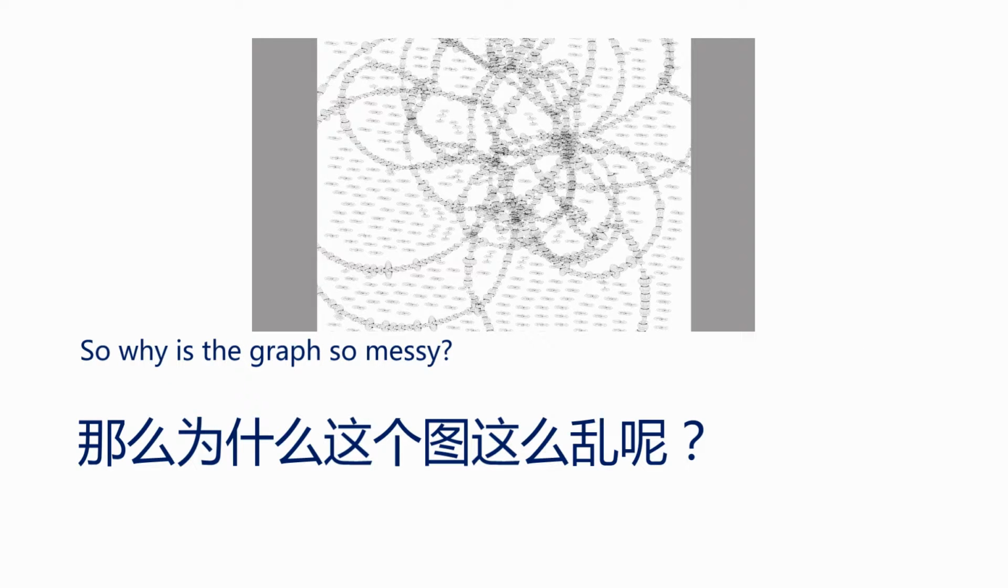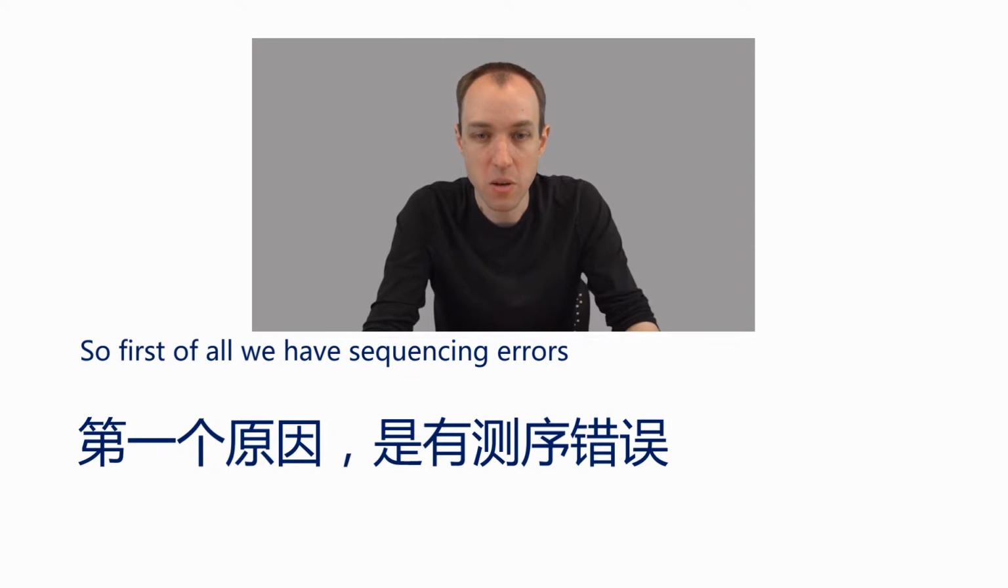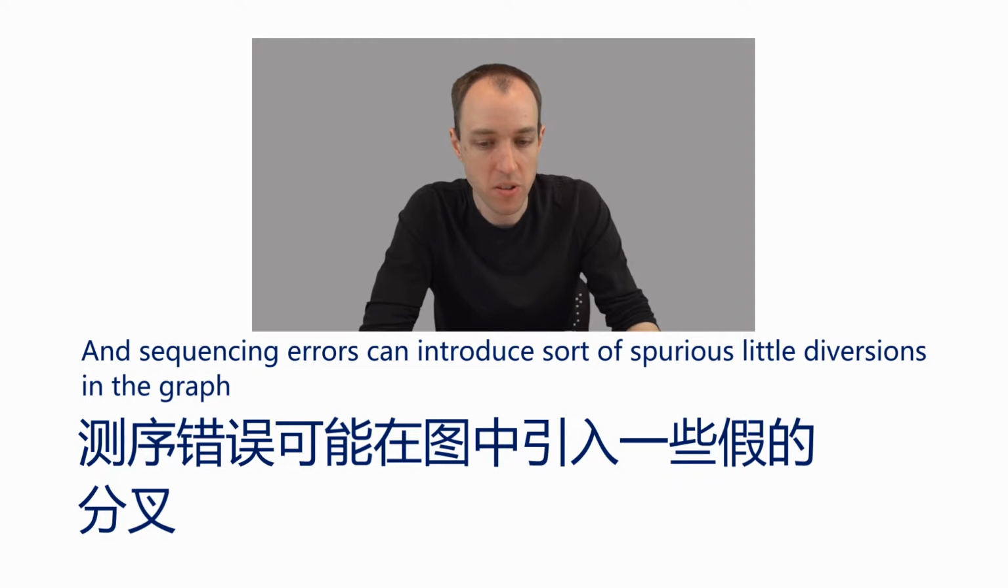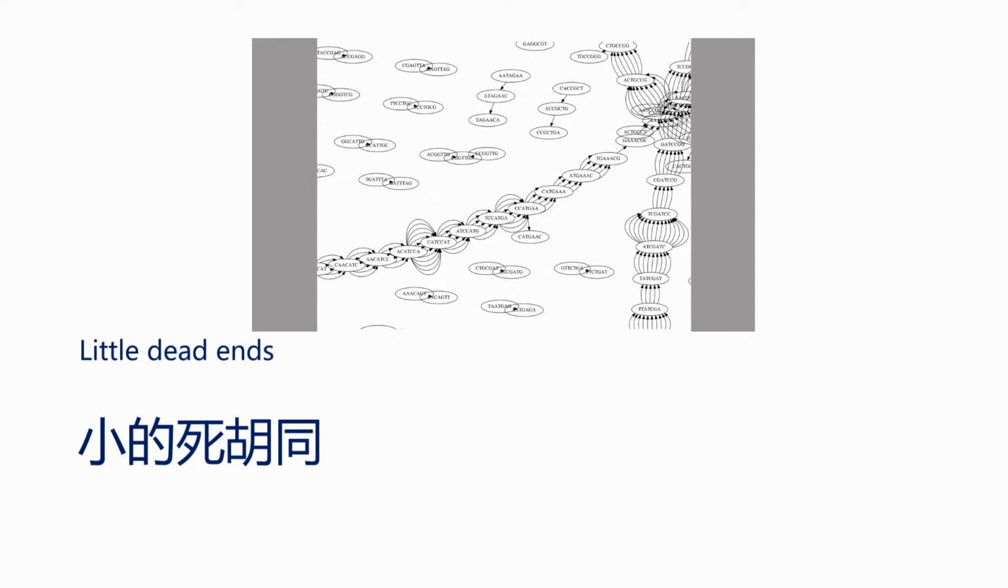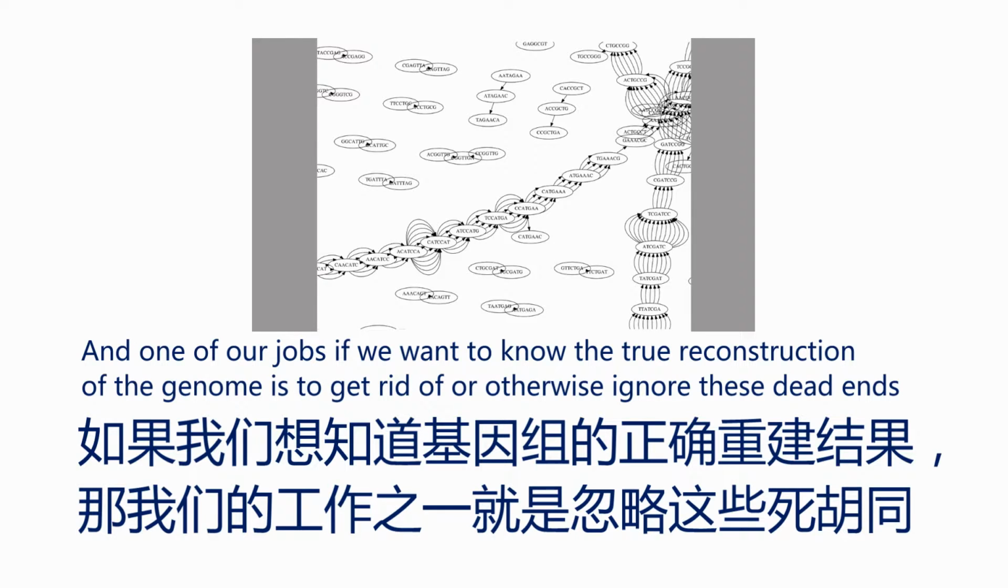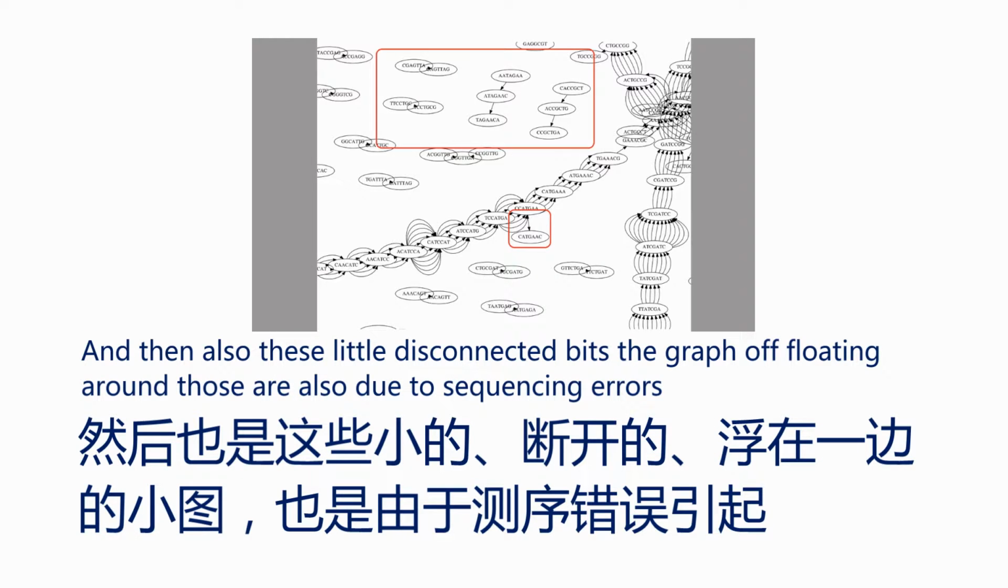So why is the graph so messy? Well, there's a few reasons. So first of all, we have sequencing errors. And sequencing errors can introduce sort of spurious little diversions in the graph, little dead ends. And one of our jobs, if we want to know the true reconstruction of the genome, is to get rid of or otherwise ignore these dead ends. So here, for example, is a dead end that's caused by one sequencing error. And then also these little disconnected bits of the graph floating around, those are also due to sequencing errors.